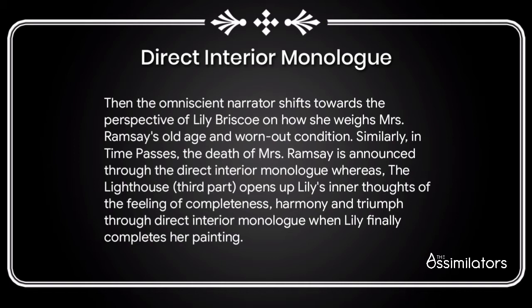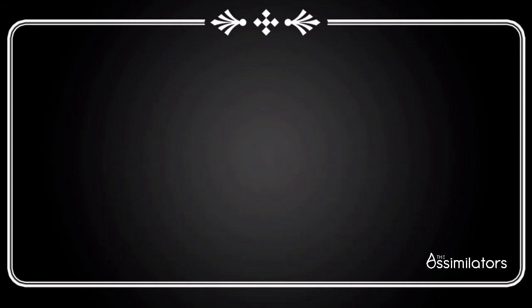Then, the omniscient narrator shifts towards the perspective of Lily Briscoe on how she weighs Mrs. Ramsay's old age and worn out condition. Similarly, in Time Passes, the death of Mrs. Ramsay is announced through the direct interior monologue, whereas The Lighthouse, the third part, opens up Lily's inner thoughts of the feelings of completeness, harmony, and triumph through direct interior monologue when Lily finally completes her painting.